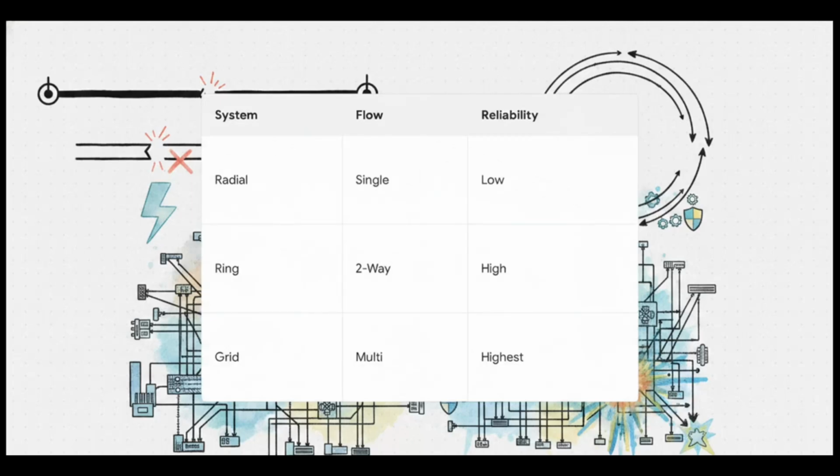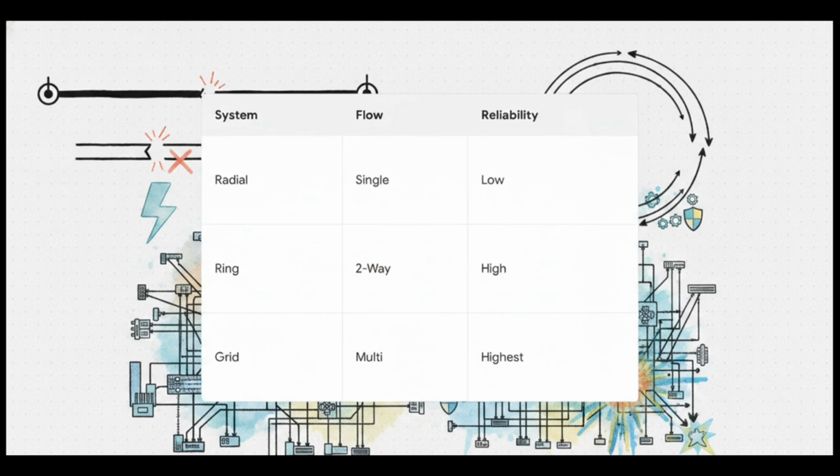Looking at this evolutionary journey side by side really locks in how we trade complexity for total reliability. We started with the radial system. Power flows in a single direction, super low reliability because of that single point of failure, but hey, it's cheap and simple. Then we stepped up to the ring main system.